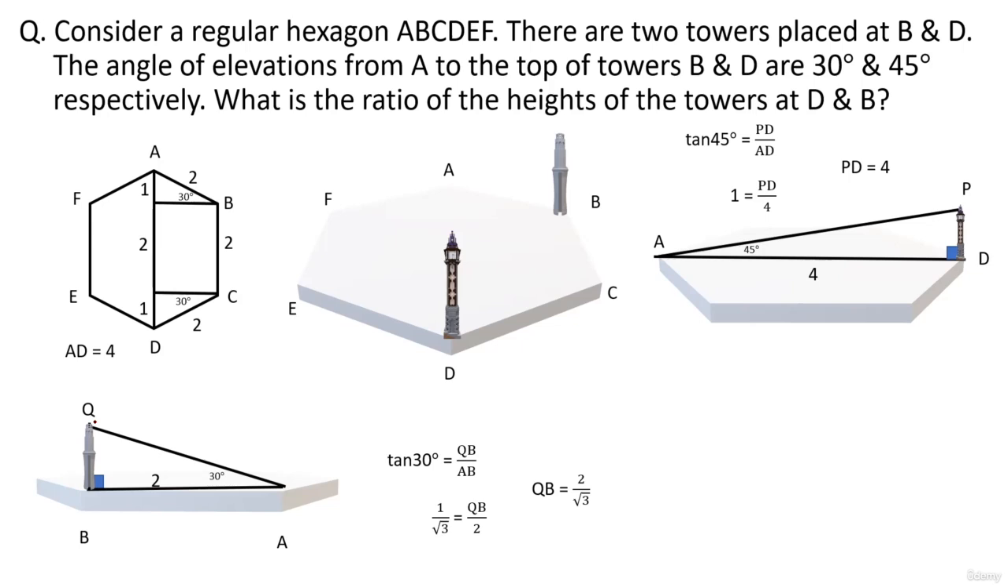So now we want the ratio of the heights of the towers at points D and B respectively. At the point D, the tower is PD, and we have found its height as 4. And at the point B, the tower is QB, and we have found its height as 2 by root 3. Okay, so the ratio required is 4 is to 2 by root 3. 2 cancels. 2 into root 3 is to 1. The ratio is 2 root 3 is to 1.